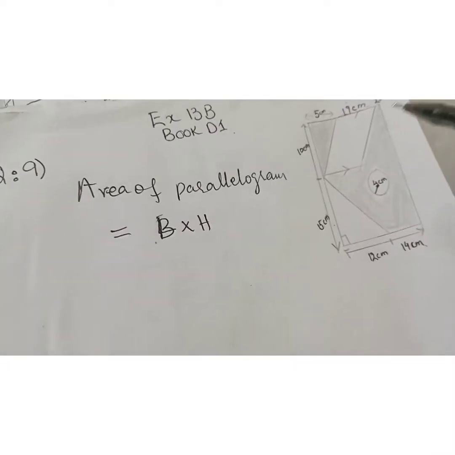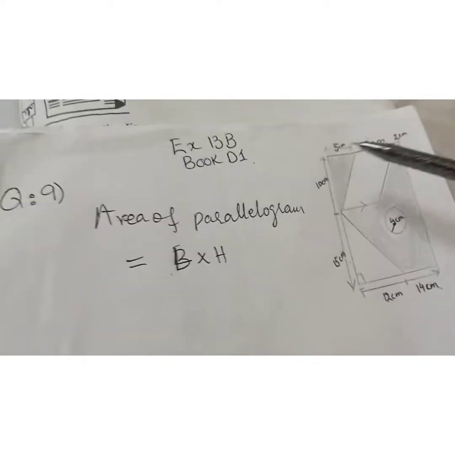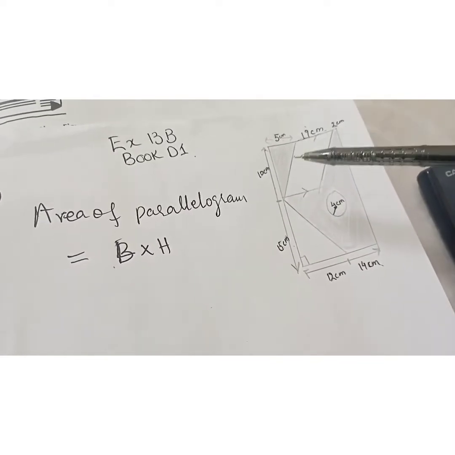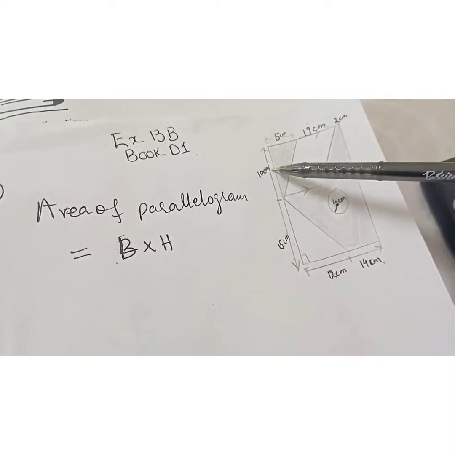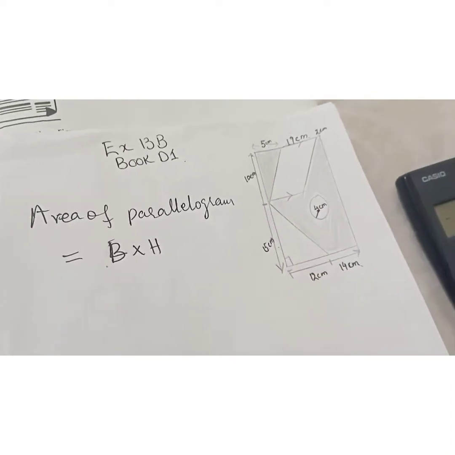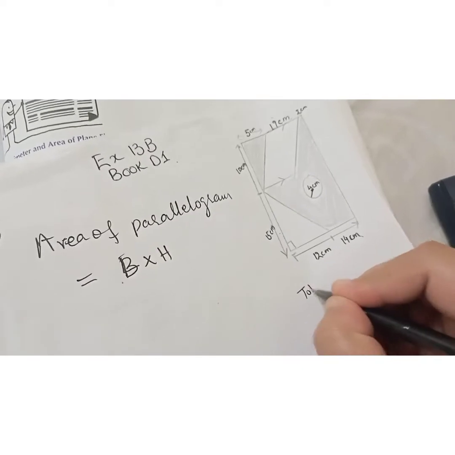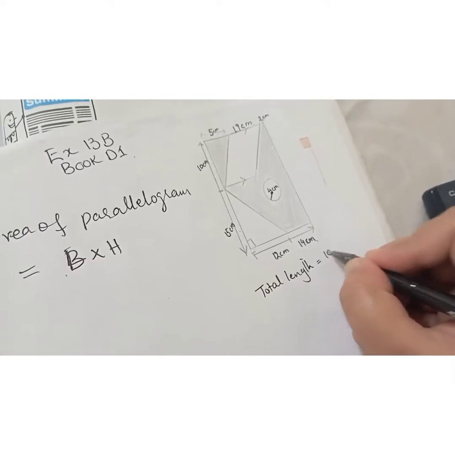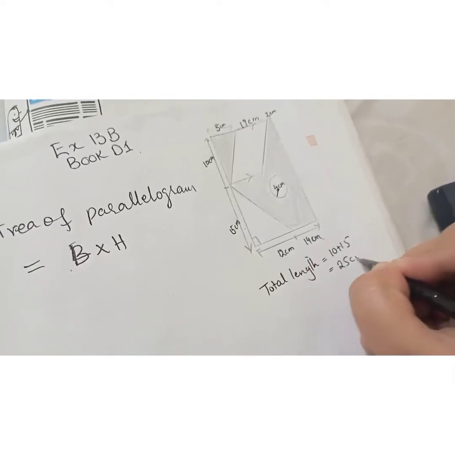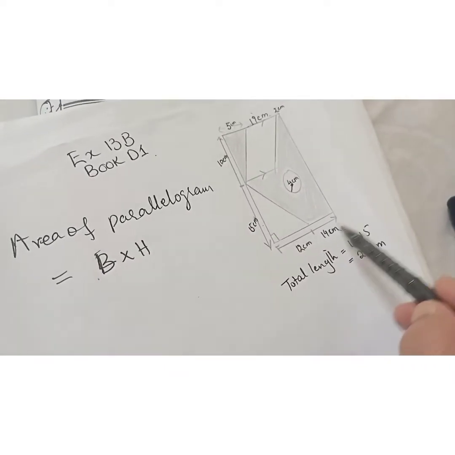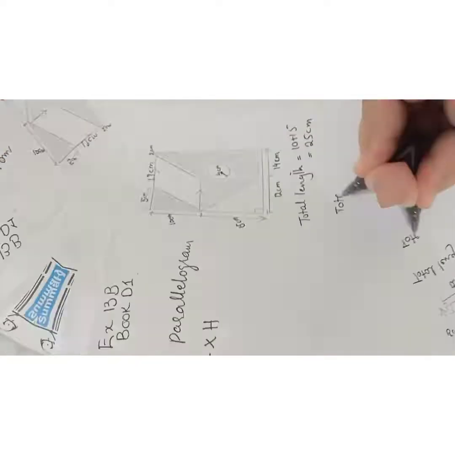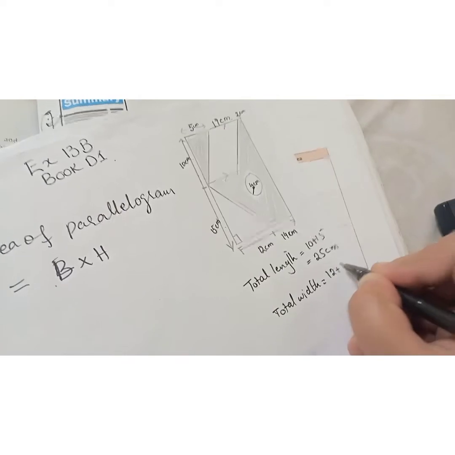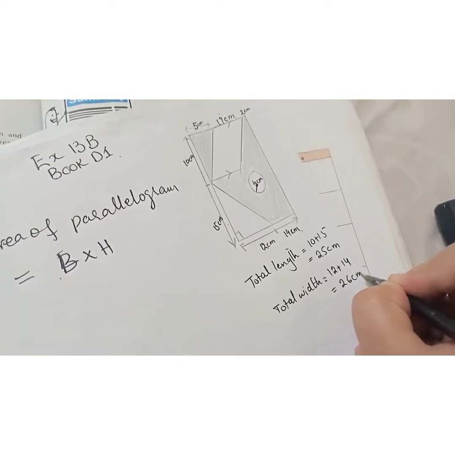If we want to find the area of this rectangle, we should know the length and the width of this figure. Since it's a big rectangle, the total length would be 10 centimeter plus 15 centimeter, which is 25 centimeter, and the total width is 12 centimeter plus 14 centimeter, which is 26 centimeter.